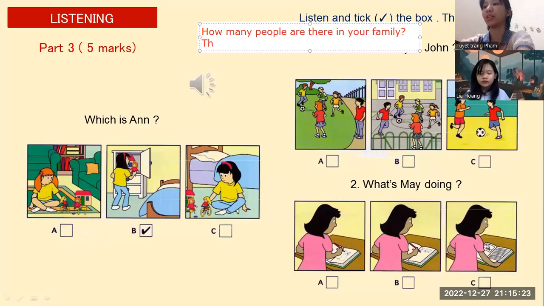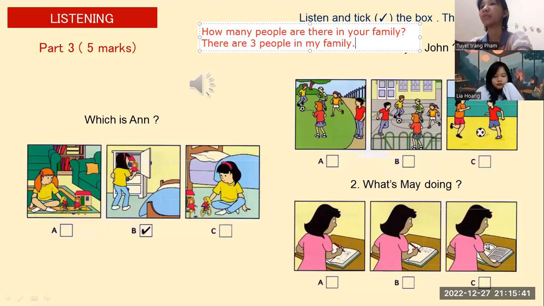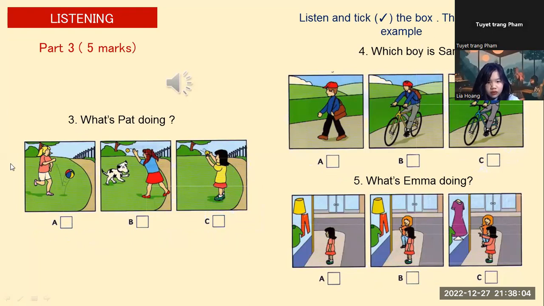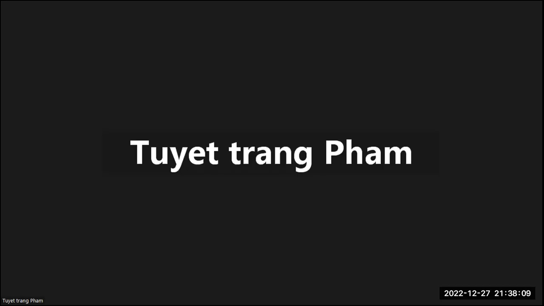Now, please answer my question. Now, answer this one, please. How many people are there in your family? In family, yes. Three people in my family. Yes. Now, look at the question here. Are there? So, you should start. You have to start your answer by there are.